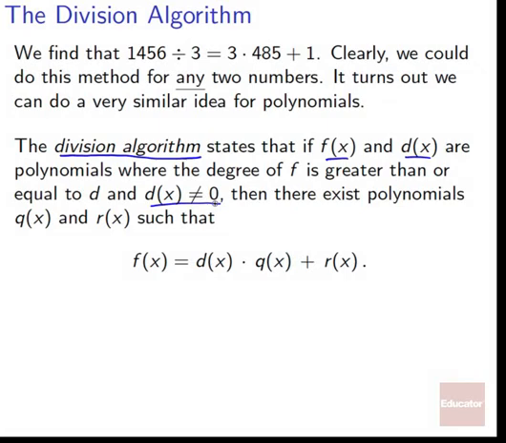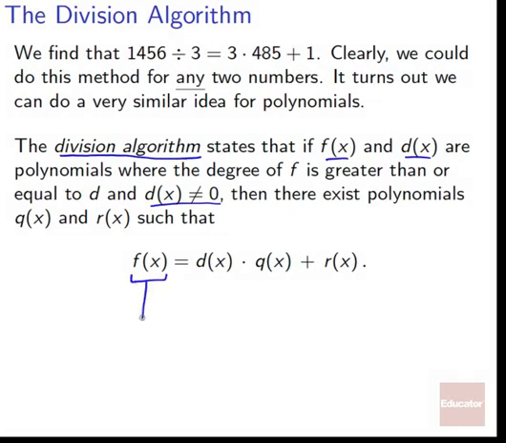F of x is a bigger polynomial, that is to say higher degree than d, and d of x is not simply 0 everywhere. Then there exist polynomials q of x and r of x such that f of x equals d of x times q of x plus r of x. So how does this parallel?